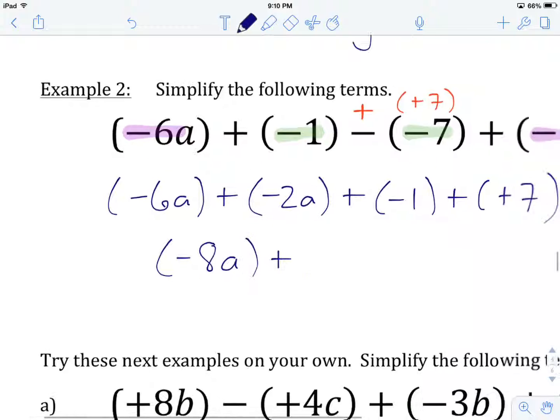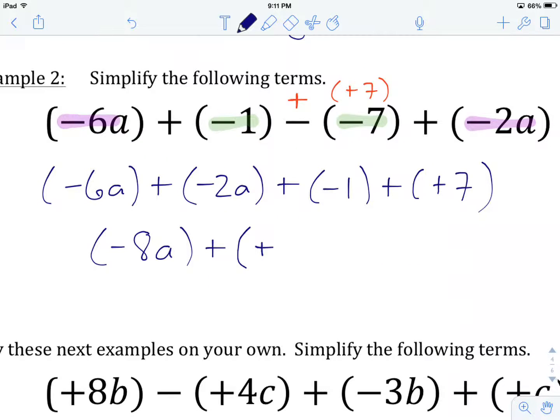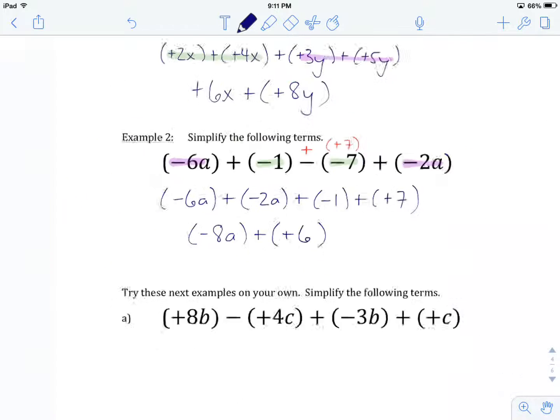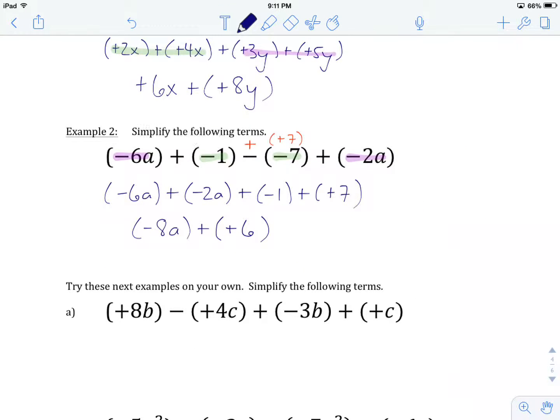Then we are going to have plus, and I have a -1, and I have a +7. So these are ones where my signs are different. I look for the integer that's bigger. It's the +7, so that tells me that the sign of my result will be positive, and the difference between 7 and 1 is 6. So there is our final answer, -8a plus +6. And that's how we combine the terms once we've rewritten them.